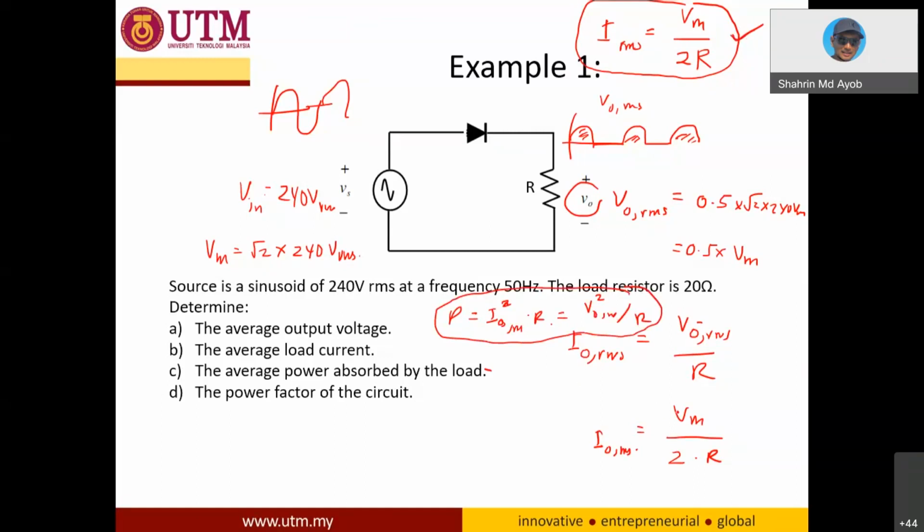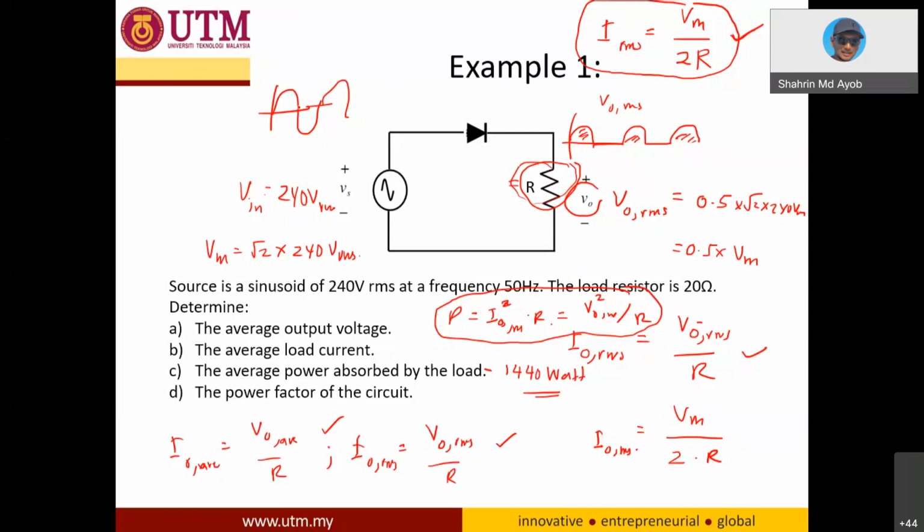This one also can be used because this is actually a linear load, so meaning that it's just a ratio. So you can use formulas like this. For example, I out average is V out average over R, and you can also calculate I out RMS, which is V out RMS over R. Both can, because this is a linear load, and R is actually a constant. I hope you understand. Okay, thank you very much. So the answer for this is 1440 watt.